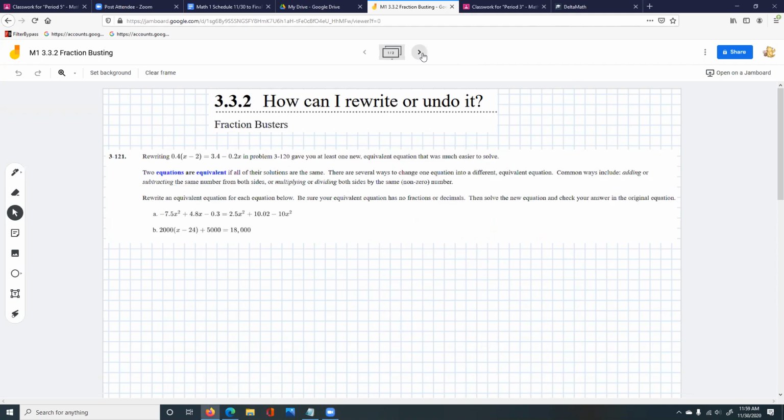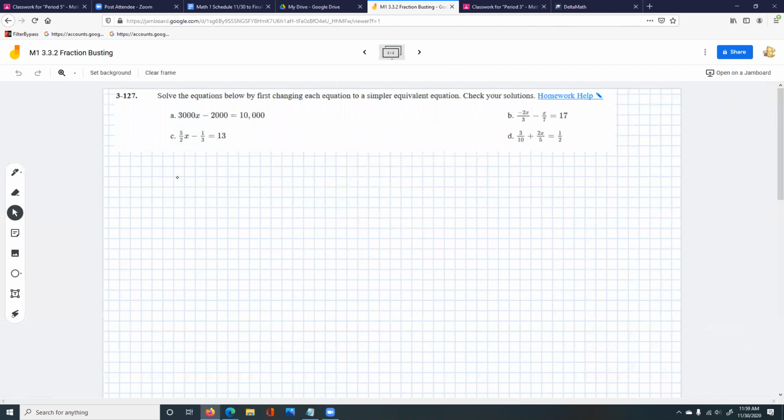The last problem is 127. So we're skipping a bunch, and I'm going to skip A because it's a lot like the last problem. We just get rid of the thousands, right, and solve it. So that's pretty easy. We're going to just do B and C here. So I'm going to look at B right here. Let's copy it down. B is negative 2x over 3 minus x over 7 equals 17.